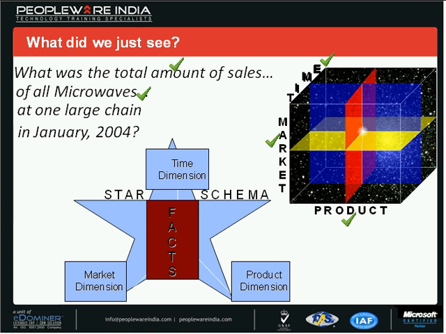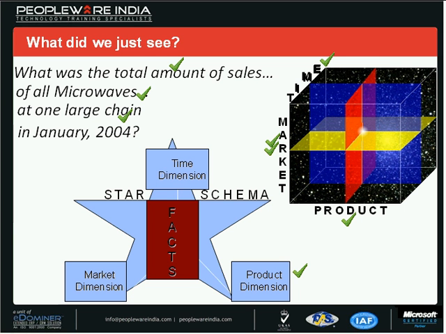Microwave. So microwave is a product which becomes a dimension. So product becomes a dimension in your cube. So you can see a product dimension here coming up. And you can see how you are slicing the cube, storing the multidimensional data. The next question is at one large chain. So what is chain? Chain here means market. This is also one of the dimensions, and then you will see market dimension. So the cube gets sliced again. So you can see some sort of slicing and dicing that is happening.